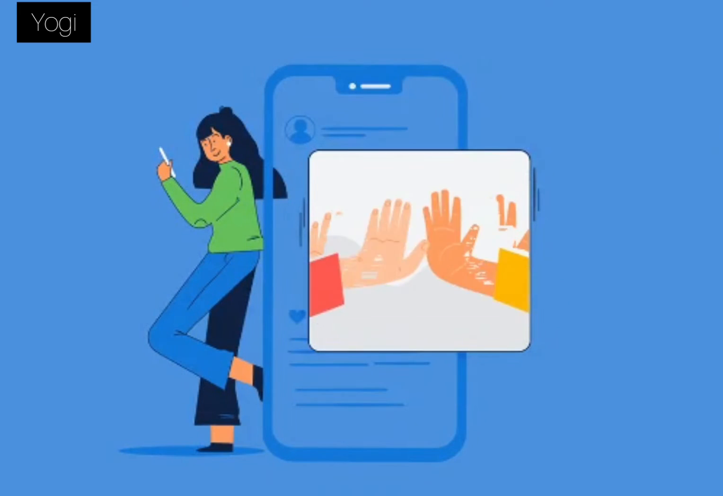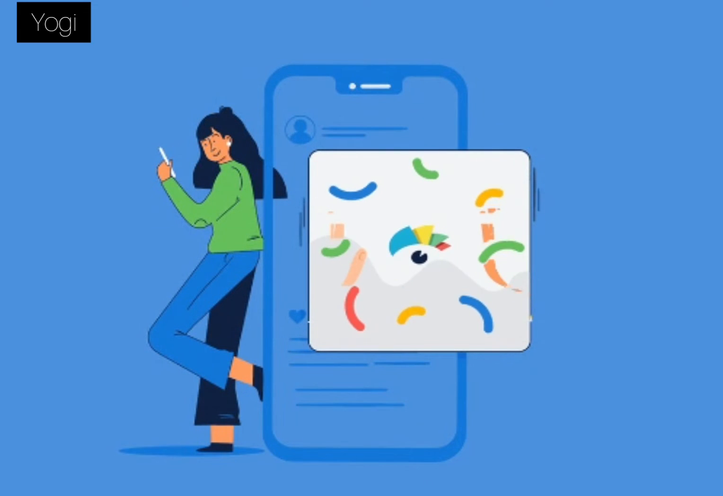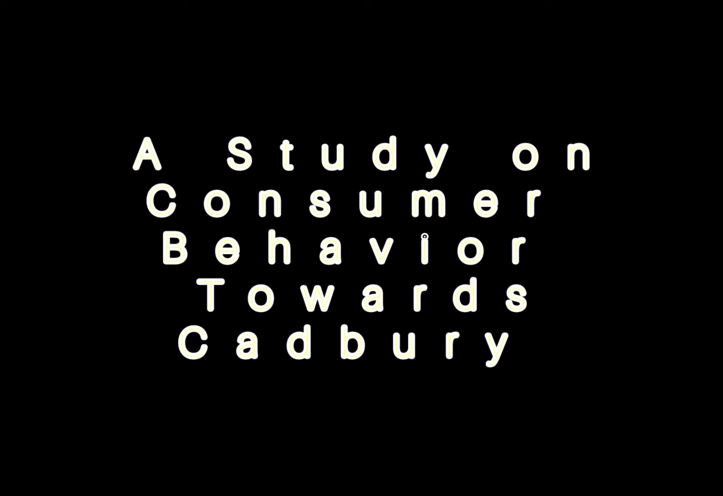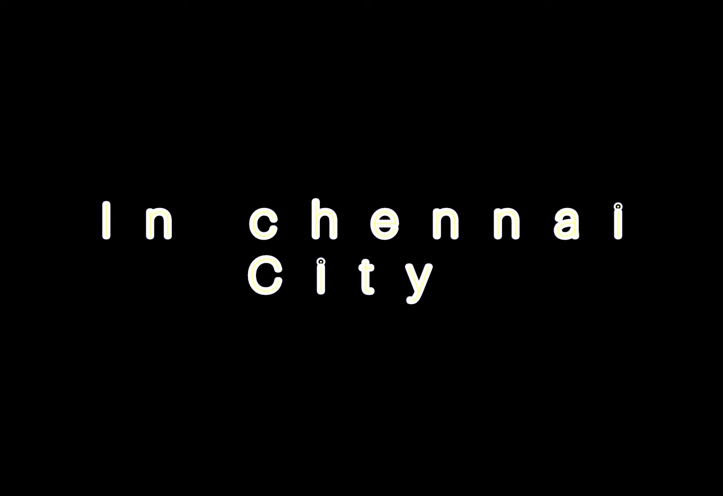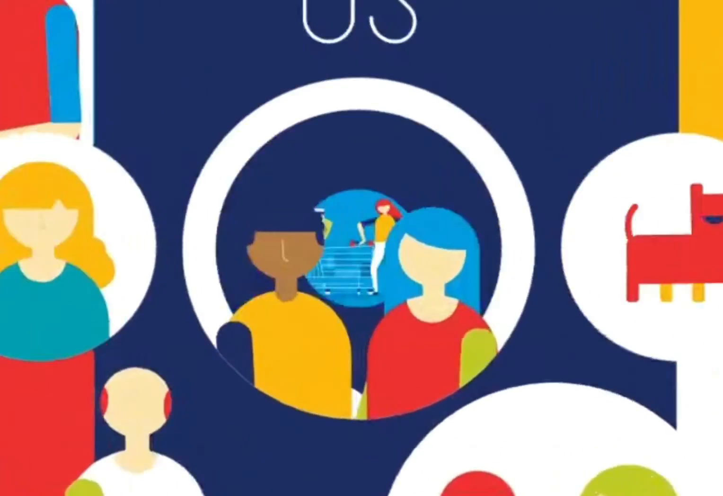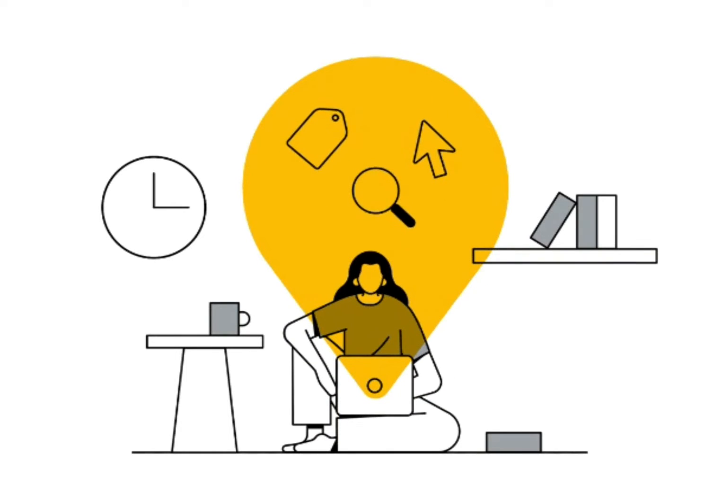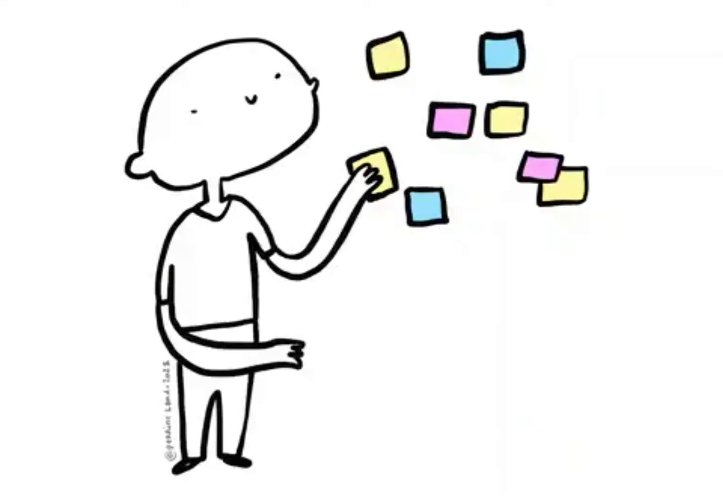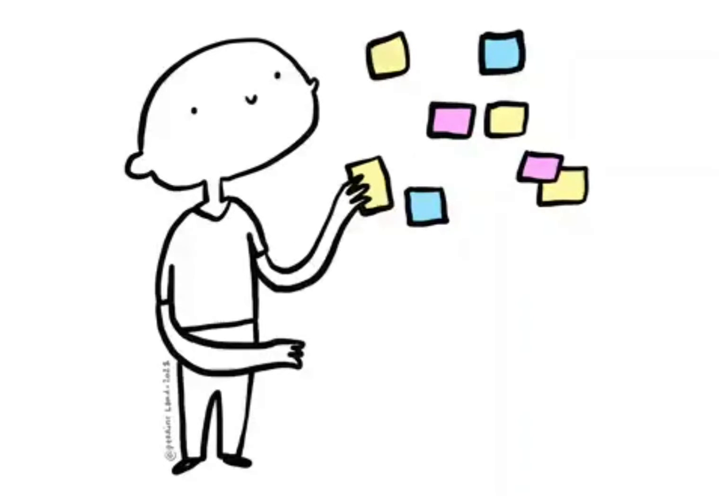The second thing is you have to understand the topic, because without understanding the topic, you cannot do a single thing. For example, if your topic is a study on consumer behavior towards Cadbury in Chennai city, the first thing you have to know is what is meant by consumer behavior and what are the things included in that. What is the research type and what objectives should be collected. So first go through your topic and understand the concept of your topic.